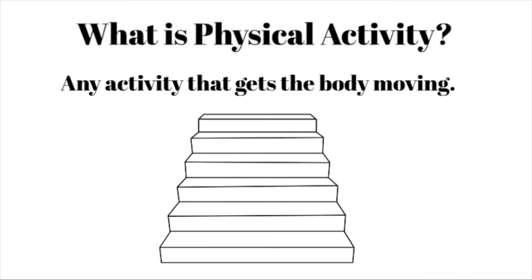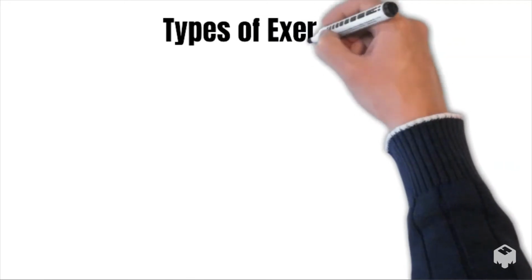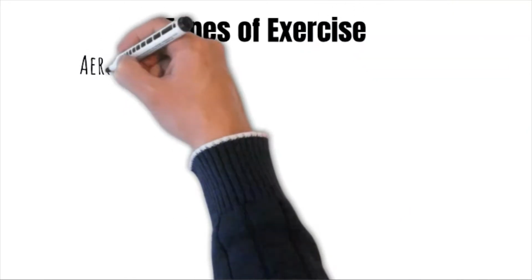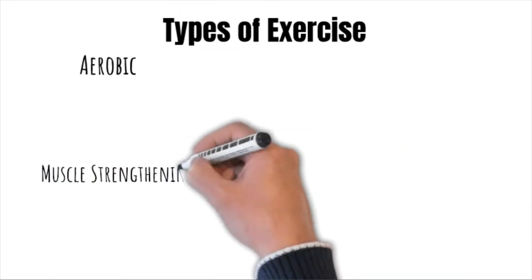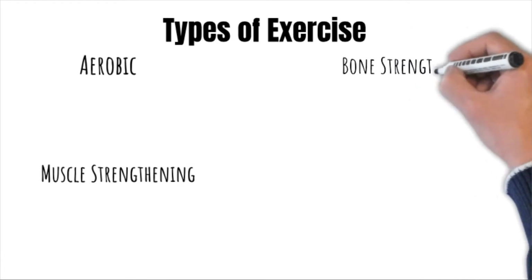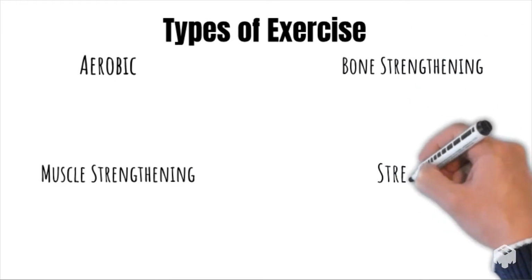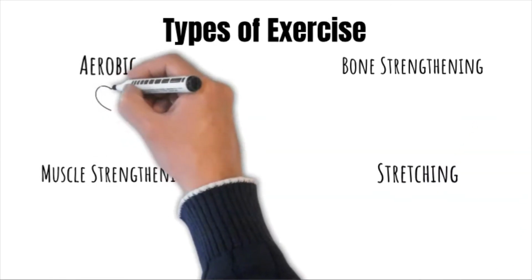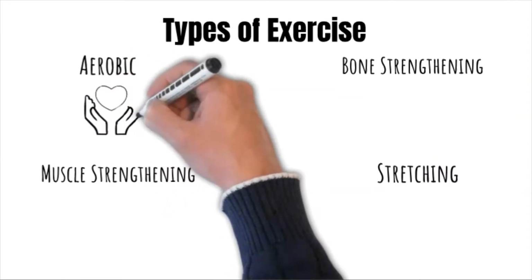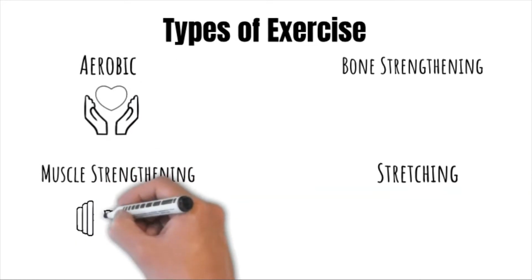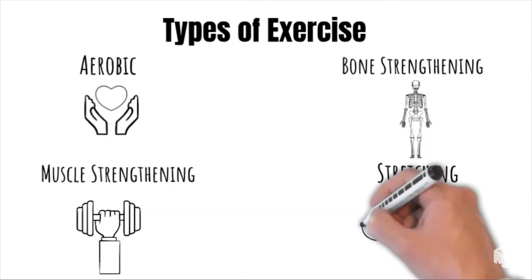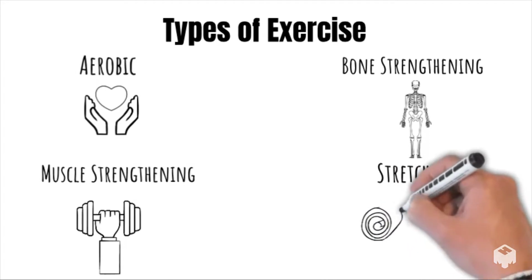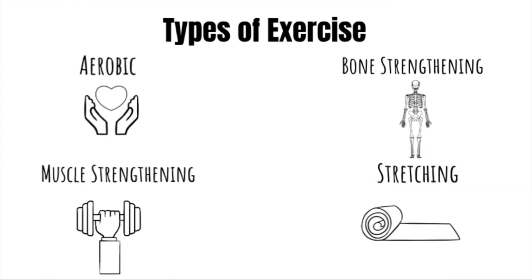Let's talk a little bit about the types of activity. We're going to talk about 4 different types of physical activity: aerobic, muscle strengthening, bone strengthening, and stretching. Let's start with aerobic. Aerobic is good for your lungs, heart, and blood flow. It uses large muscle groups like those in your arms and legs, and your heart beats faster, you breathe heavier, and aerobic activity can help you develop lung strength and stamina. Examples of aerobic activity include running, swimming, and cycling.